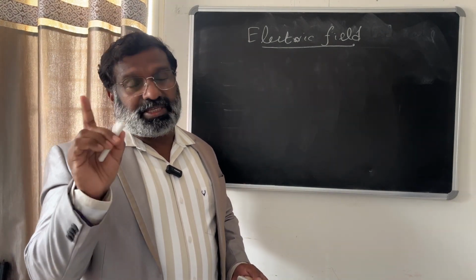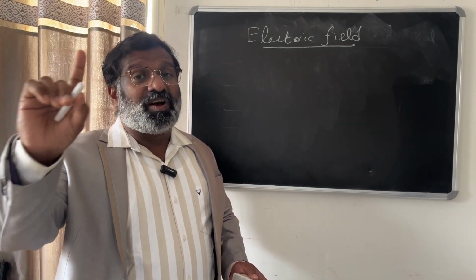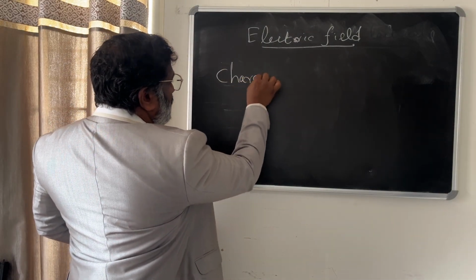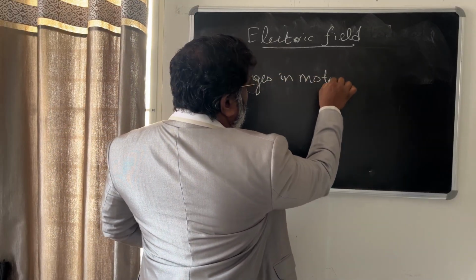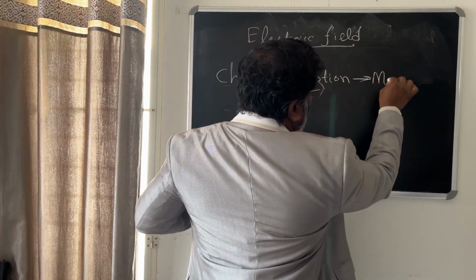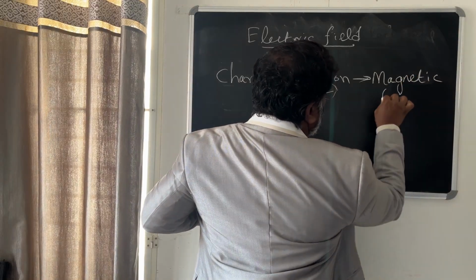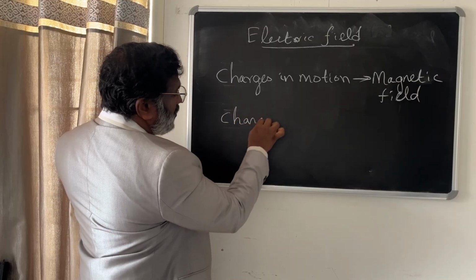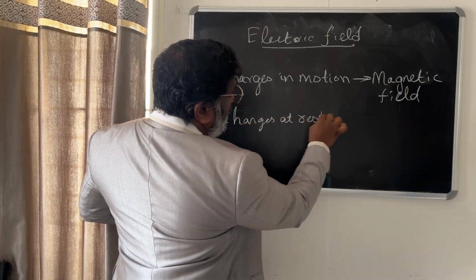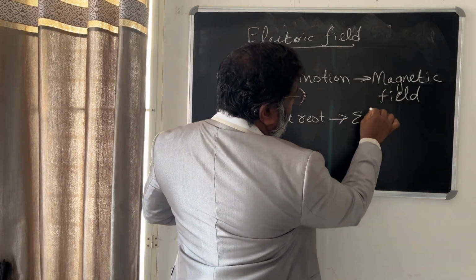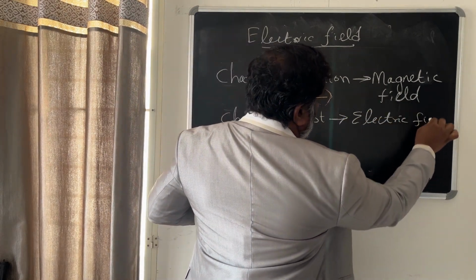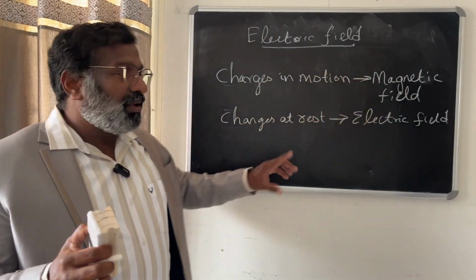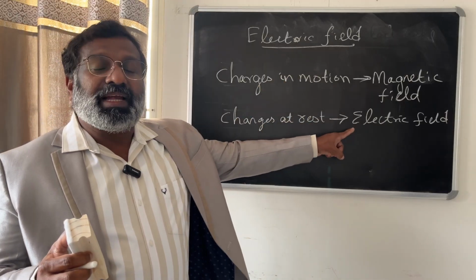First, you should know one concept. When charges are in motion, they produce a magnetic field. And charges at rest, that means stationary charges, produce an electric field. So when charges are in motion, they produce a magnetic field, and stationary charges produce an electric field.